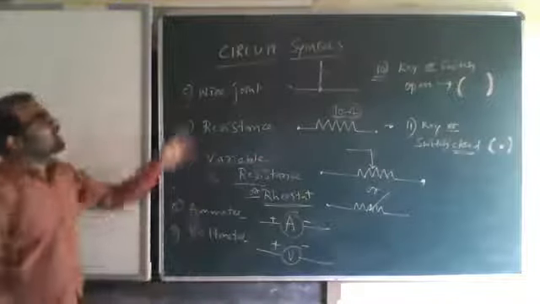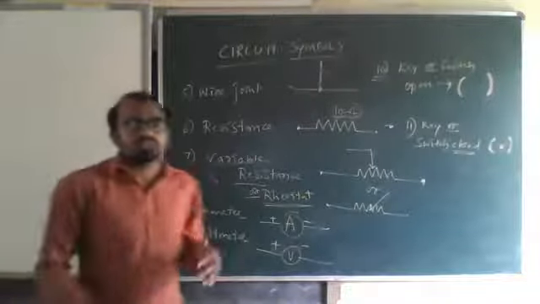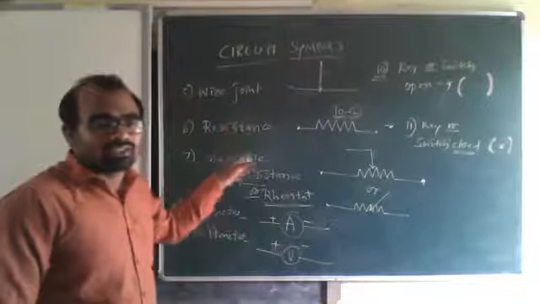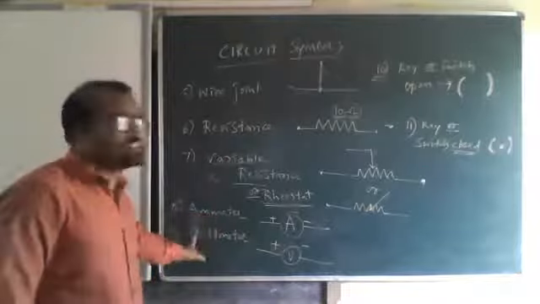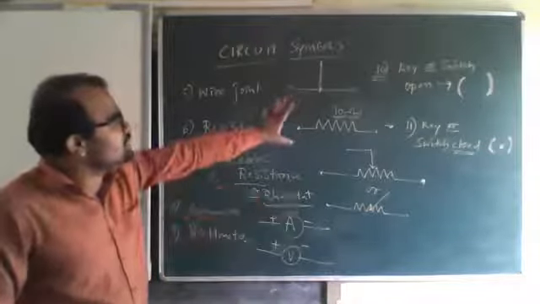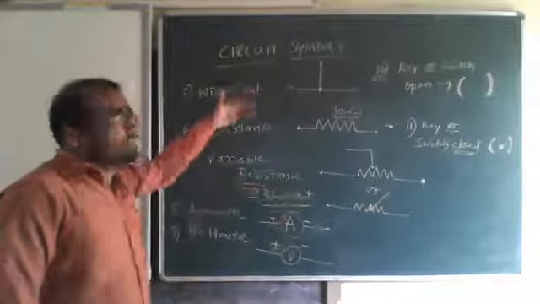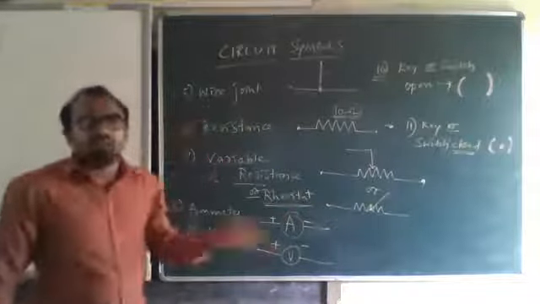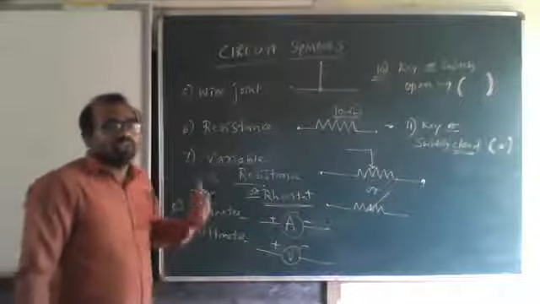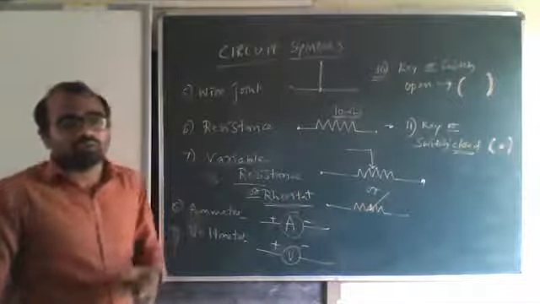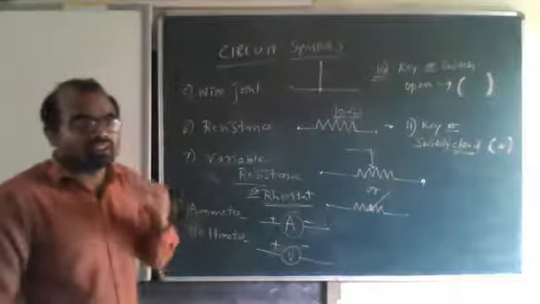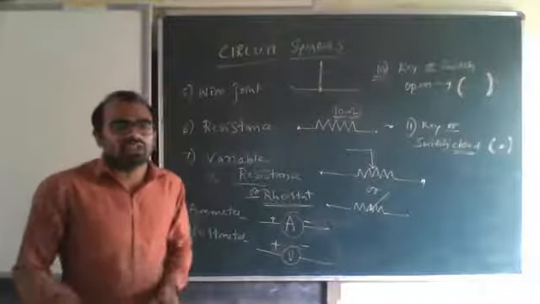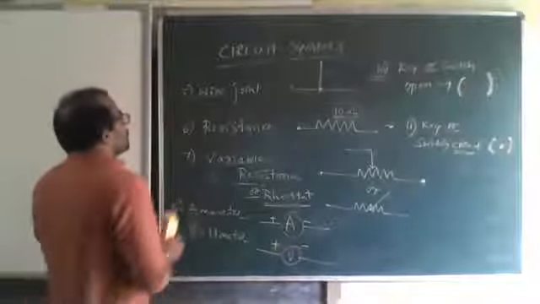Okay, these are regarding the circuit symbols. You have to remember all these circuit symbols. Don't forget wire joint, resistance, variable resistance, ammeter, voltmeter, key or switch open, key or switch closed, and the earlier 4 we have seen, that is cell and battery. So what is a cell? What is a battery? You have to remember. A battery is the combination of 2 or more cells. So that is a battery.